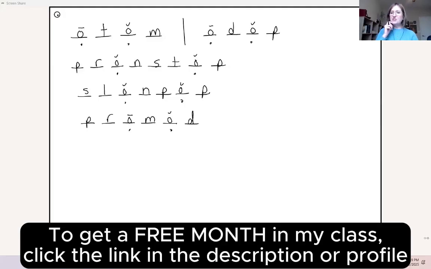What would it have said, just for fun, if we had two M's right here? Now that O can't say O anymore because there are two M's after it. Now it would have to say ah, and that word would now be "promod." So if we want this to say O, there must be a vowel one or two doors away. Good.